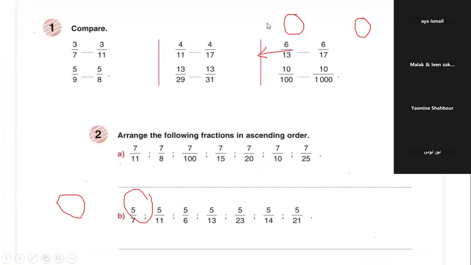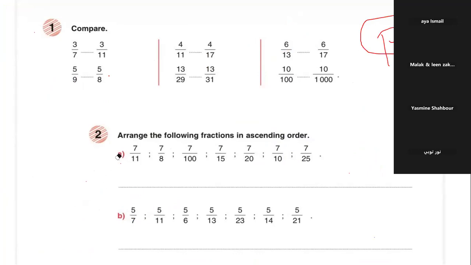Now number 1, page 125. Please open page 125, and I will solve 2 examples in number 1. Then in your book you should solve alone these 4 parts. Okay. Aya, is 3/7 or 3/11 the bigger?